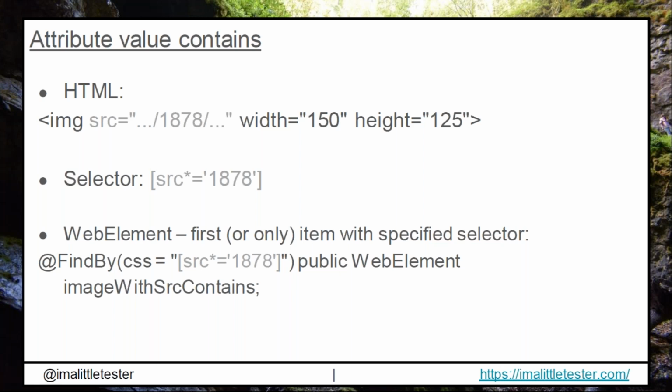In that case, we can write a syntax that says square brackets source star equals 1878. So in this example, we are only interested in that attribute source whose value contains 1878. We're not interested in the attribute to actually equal a particular value. And the corresponding @FindBy declaration will be similar to what we've seen before. We just need to specify that the selector is source star equals 1878.